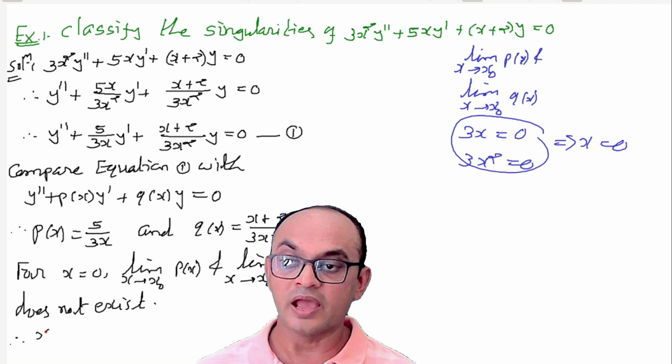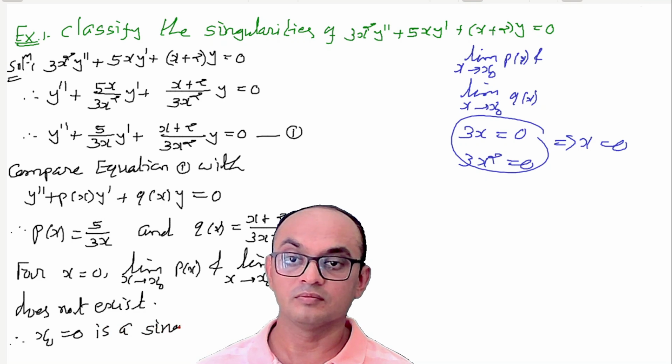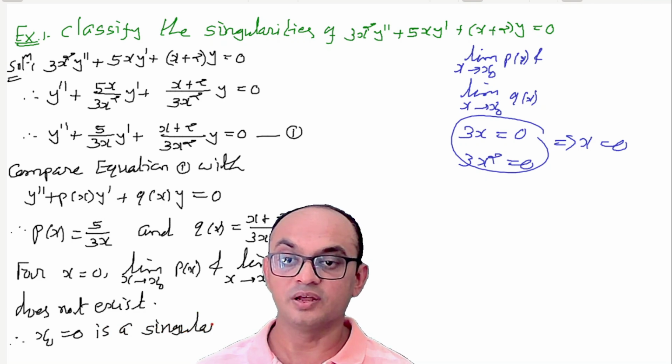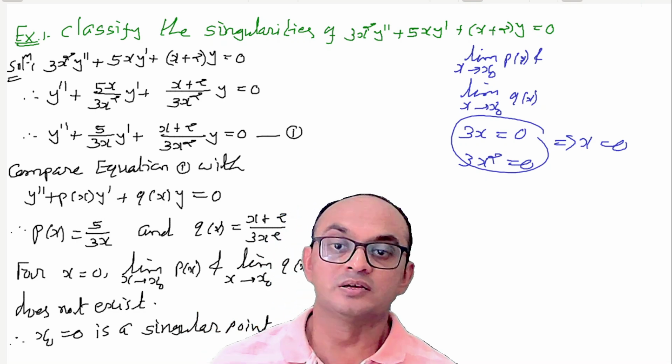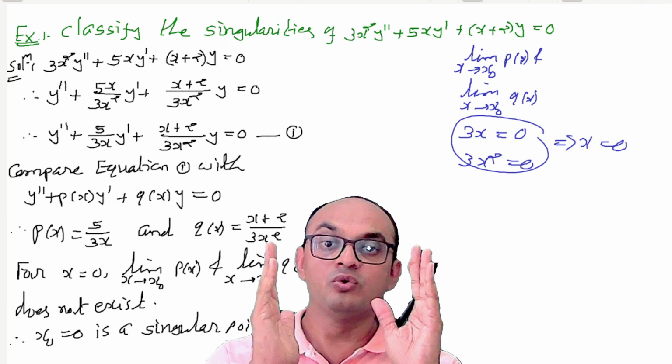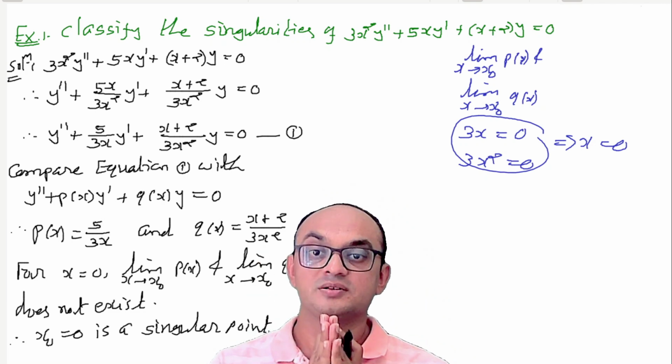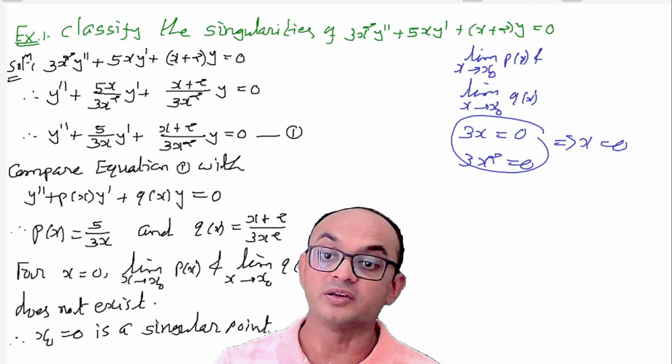Therefore, x0 equal to 0 is a singular point. So this is one way how we find out the singular point. And this is the only singular point.